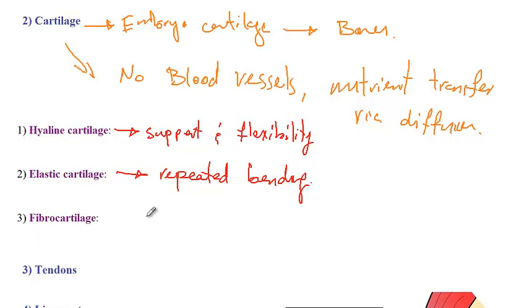The next type of cartilage is fibrocartilage, which is highly compressive. And this type of cartilage is found in areas that bear heavy pressures, like for instance in the menisci of the knees, or for instance in our intervertebral discs.